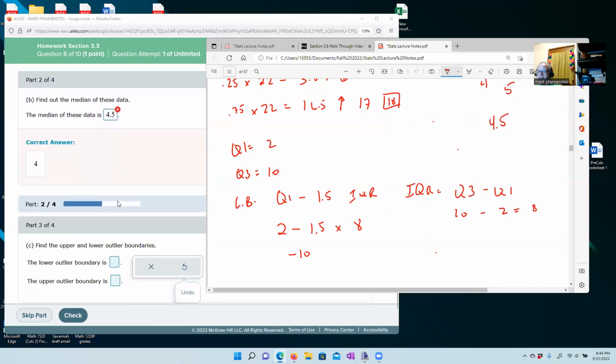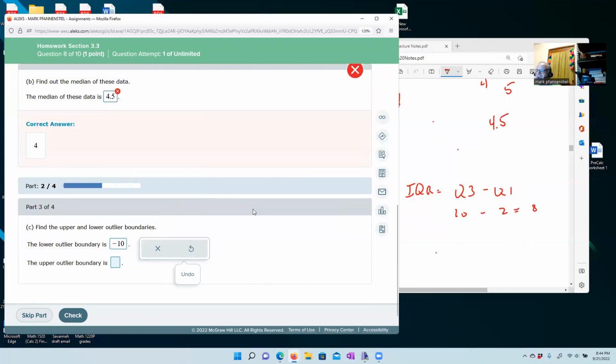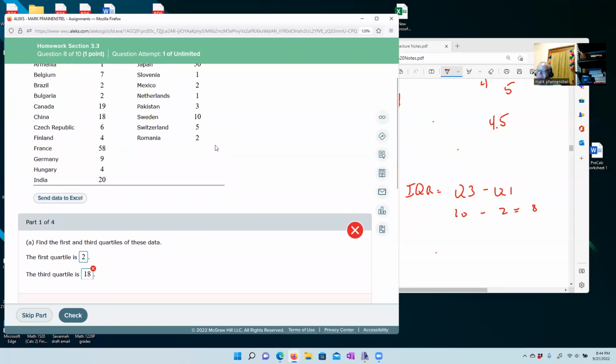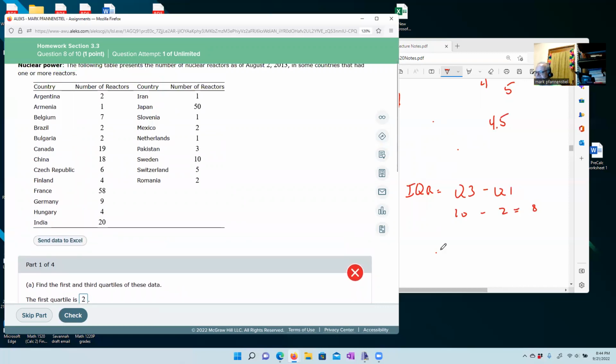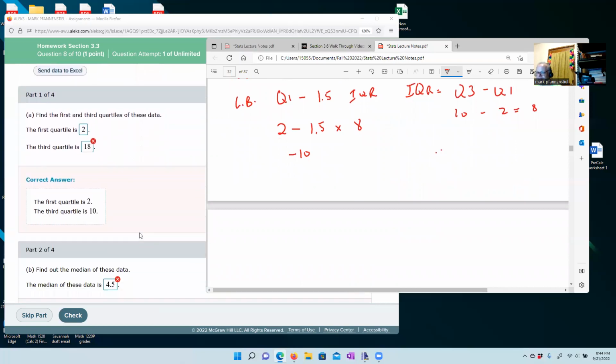But we're going to say negative 10 here because that's the lower boundary. I have a feeling they're going to be really picky about coming up with the right answer rather than the practical answer, which is just going to be, well, you can't go lower than 0. So we'll say negative 10 to give the correct numerical answer.